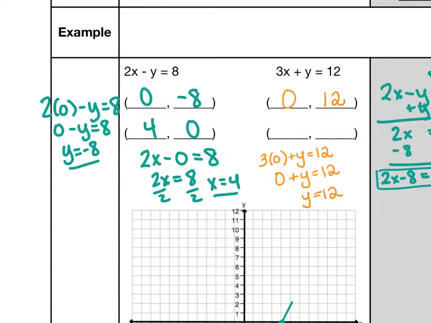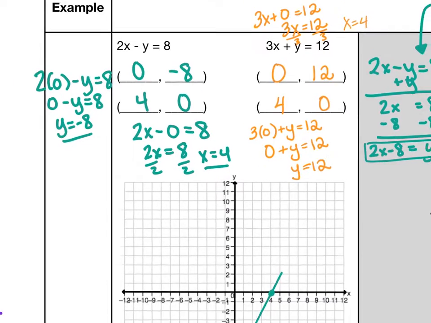Another easy way to find another solution to the equation is to make the y coordinate equal to 0. So now I'll rewrite the equation substituting 0 in place of y. So 3x plus 0 equals 12. 3x plus 0 is just equal to 3x. 3x equals 12. If I divide both sides by 3, we get that x equals 4. So the coordinate pair 4, 0 is another solution to the equation 3x plus y equals 12.